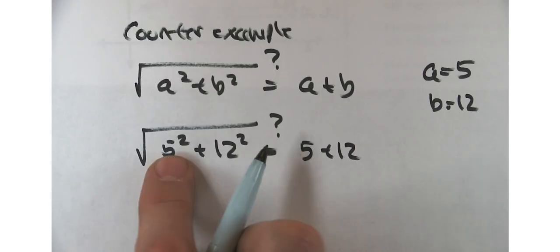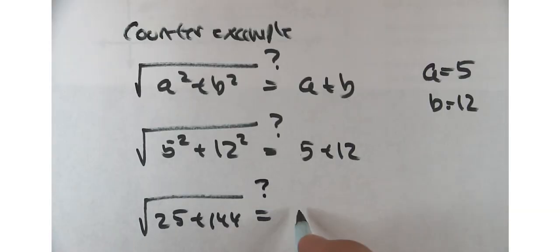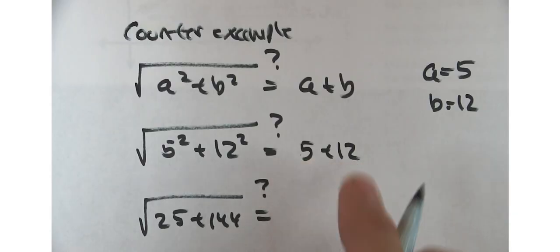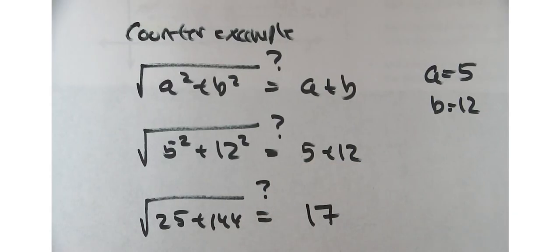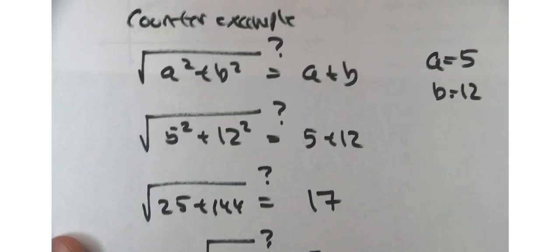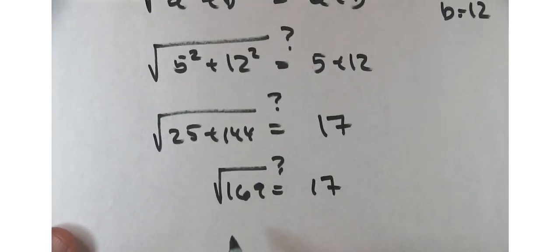Five squared is 25. I think you guys know that number already. 144. Help me out on the right-hand side. 5 plus 12, 17. Take a look at the square root of 169. Do you get 17? No. You get 13.